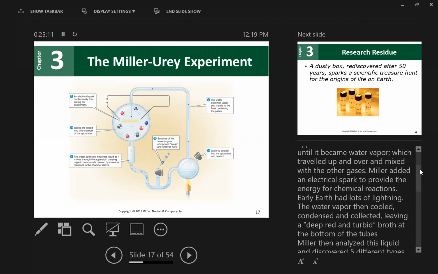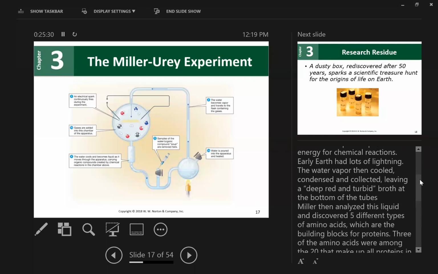So early Earth had a lot of lightning. That's what he was replicating with that electrical spark. When the water vapor cooled, it condensed and collected, and it left behind a deep red and turbid broth at the bottom of the tubes. Miller analyzed these liquids and discovered 5 types of amino acids. Amino acids are the building blocks of proteins.